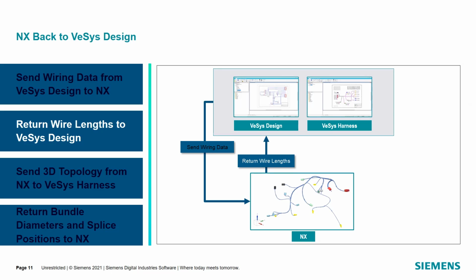Now that the wires have been routed in NX, they have accurate lengths according to the physical routing. This is valuable information for electrical designers who can utilize it to conduct additional analysis and further verify electrical behavior. This time we will pass data from NX to VeSys and also highlight the cross-probing functionality offered by connected mode.